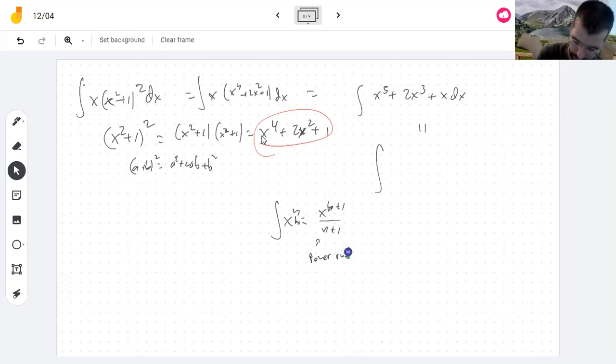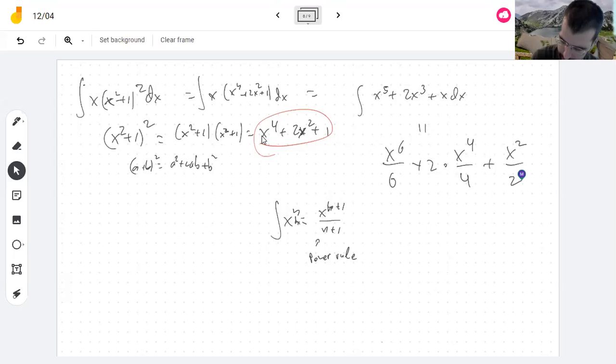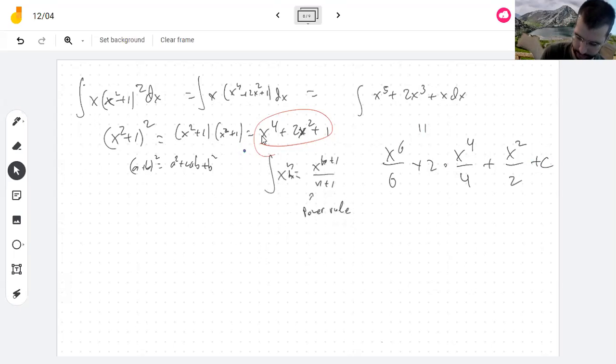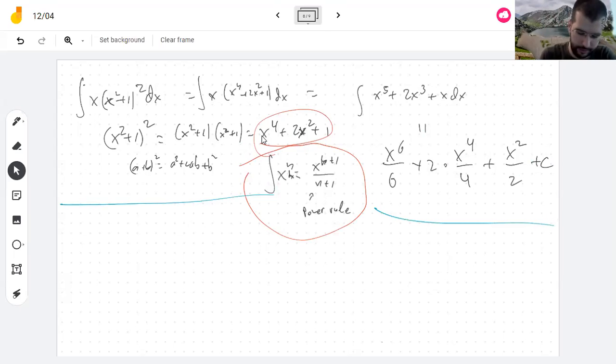This is the power rule. So this integral is just x to the 6 divided by 6 plus 2x to the 4 divided by 4 plus x squared divided by 2. Not the x, I'm done. This is the integral. So that's how you can do it. Any questions?